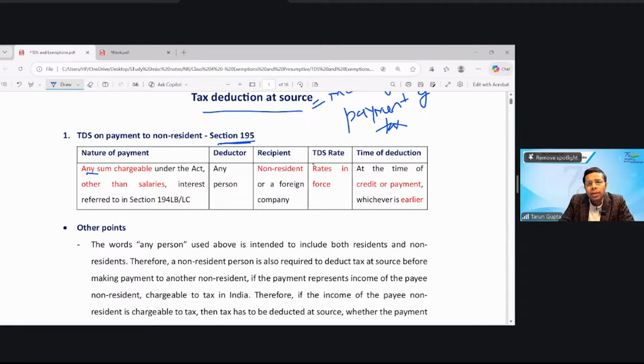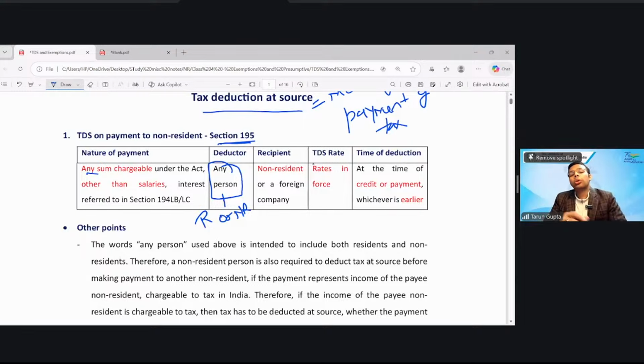Deductor. Who has to deduct tax under this section? Any person. Any person means there is no reservation. Such person may be R or NR. Everybody. Yes, a non-resident is also required to withhold tax. What? How can it be, sir?